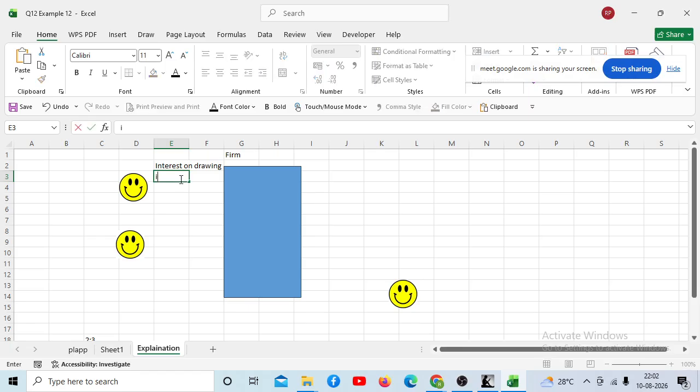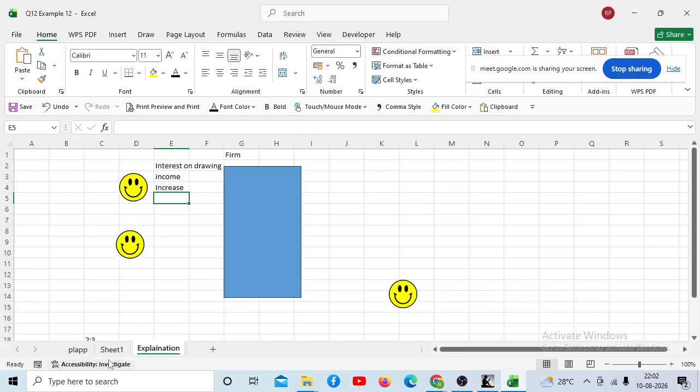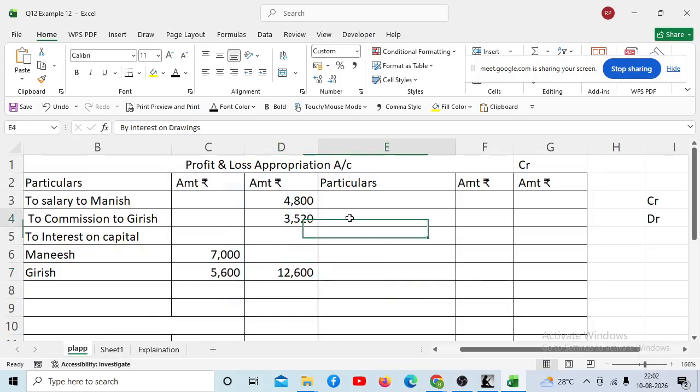Income. What is the golden box telling? Can I say income is increasing? If income is increasing, it will be written on the credit side. So shall we write it on the credit side? Yes. Leave the first line blank and write here, by interest on drawing. The first partner is Manish.